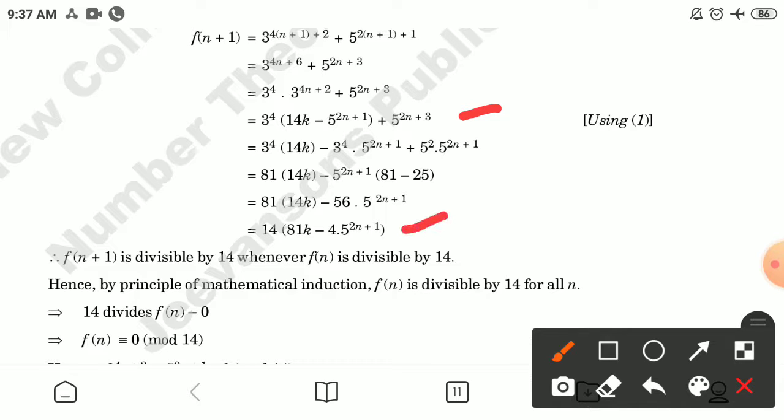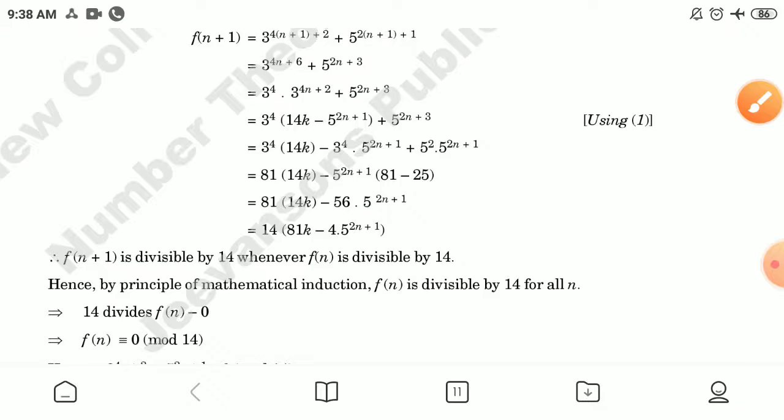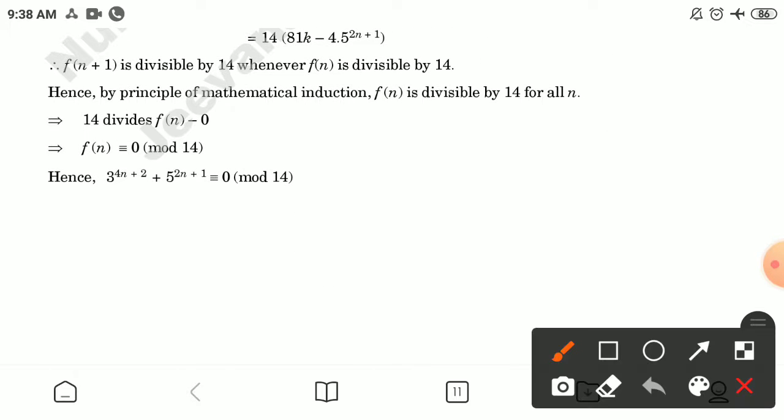we get this value. Therefore fn plus 1 is divisible by 14 whenever fn is divisible by 14. Hence by principle of mathematical induction, fn is divisible by 14 for all n. This implies 14 divides fn minus 0. This implies fn is congruent to 0 mod 14. Hence 3 raised to power 4n plus 2 plus 5 raised to power 2n plus 1 is congruent to 0 mod 14.